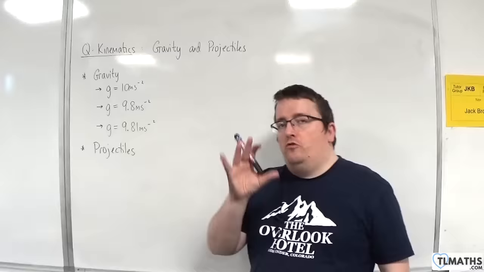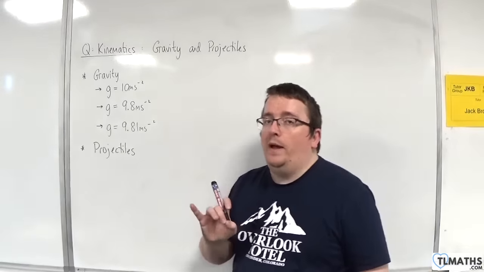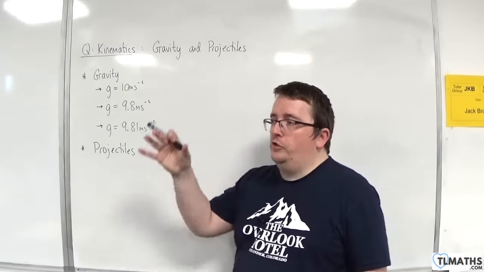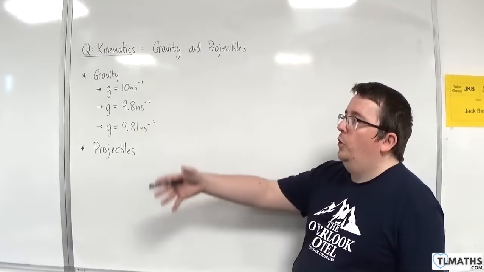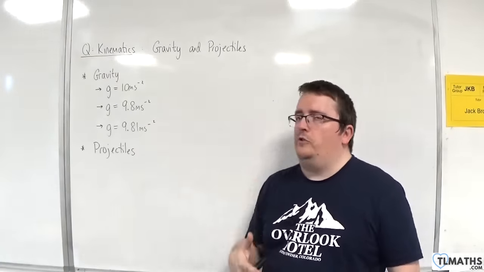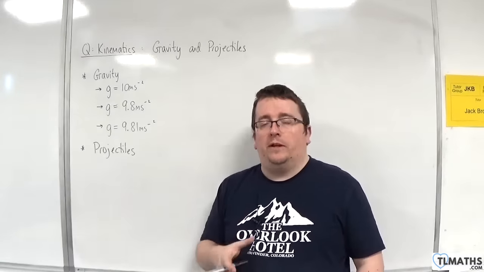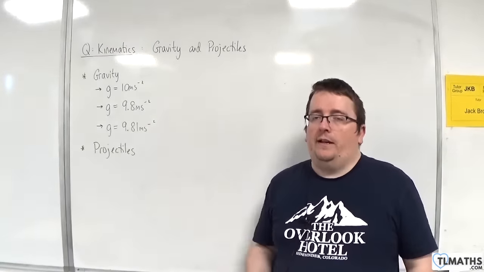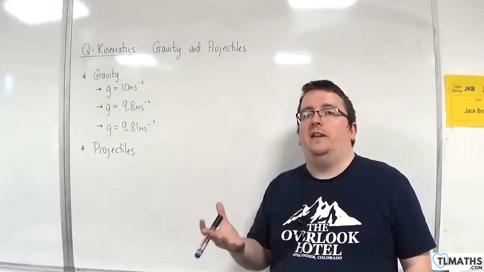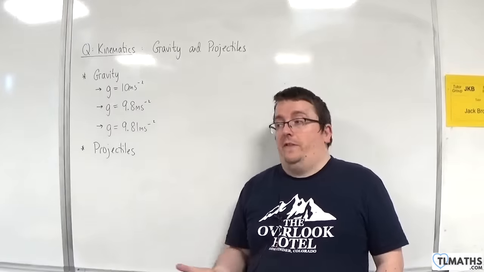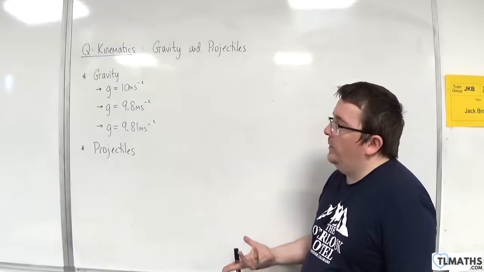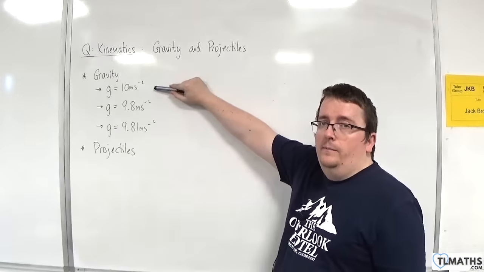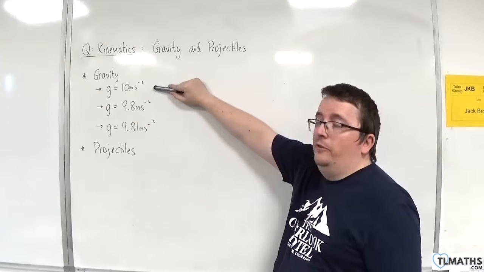So this bit with gravity is specific to AQA, really. At the start of questions, they state use g is 10 meters per second per second, or use g is 9.8 meters per second per second, or use g is 9.81 meters per second per second. If they don't say that and g as gravity is involved, it's likely that they want the answer just in terms of g, or in fact the gravity might actually cancel.